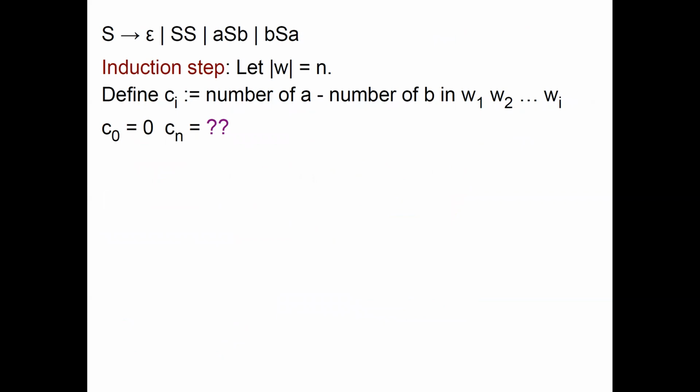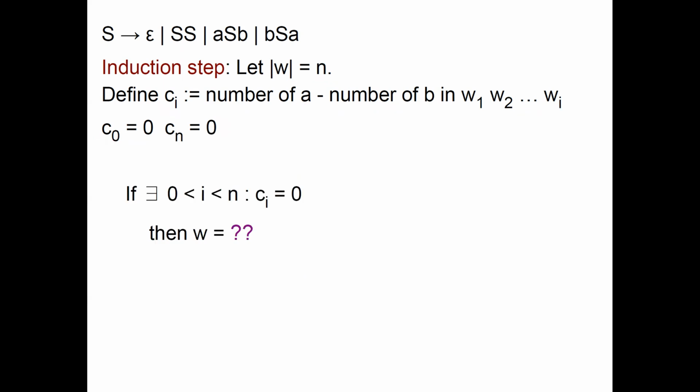We're going to define C_i, the number of A's minus the number of B's in the first i symbols of the string. So I have a string now of length n, and I'm going to define these numbers because they're going to guide my proof. So C_i is the difference between the number of A's and B's in the first i symbols. Now C_0 is obviously 0, because there is nothing. What about C_n?